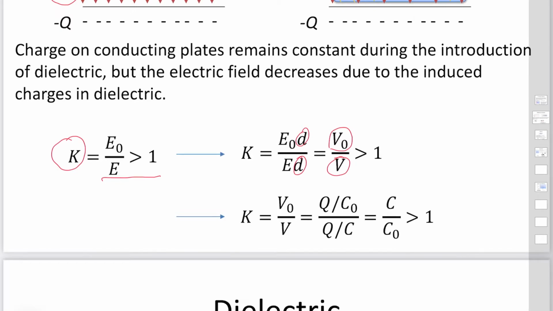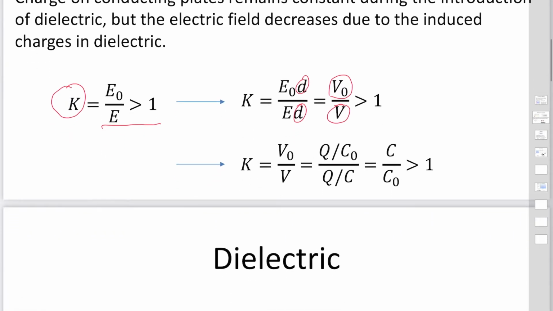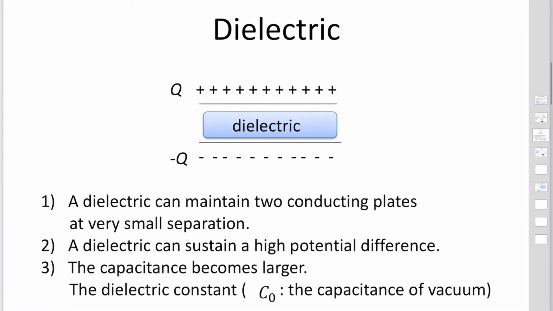Also, from V sub 0 over V, V sub 0 is Q over C sub 0, and V equals Q over C. And Q is going to be cancelled out. It's going to be C over C sub 0. This is the dielectric constant. The dielectric constant is a ratio of the electric field, a ratio of the voltage difference, a ratio of the capacitances.